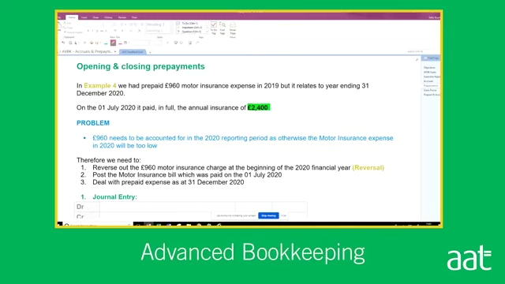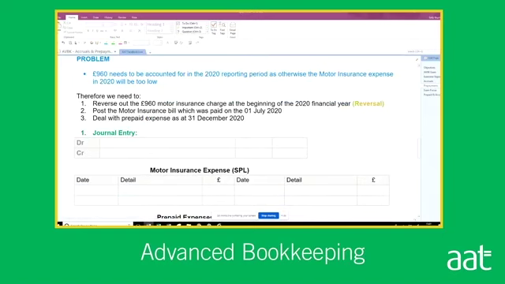So there's quite a lot going on here. So as I said, problem 960, we need to account for it, and also we need to get the correct P&L charge through for the financial year for this motor insurance. So we've got 3 things to deal with. 1, we need to reverse out the 960. 2, we need to obviously account for the bill that we received on the 1st of July. And 3, we've got that prepayment that we need to deal with at the end of December. So we're going to look at this bit by bit. I'm not going to do it all together because we could get lost.